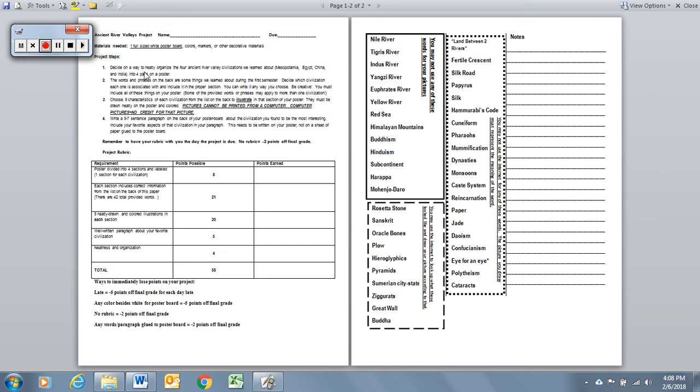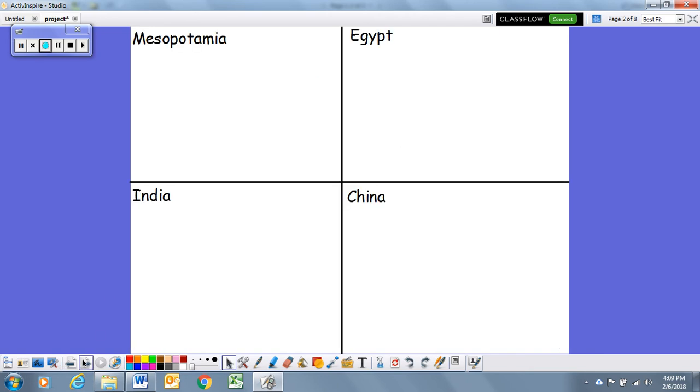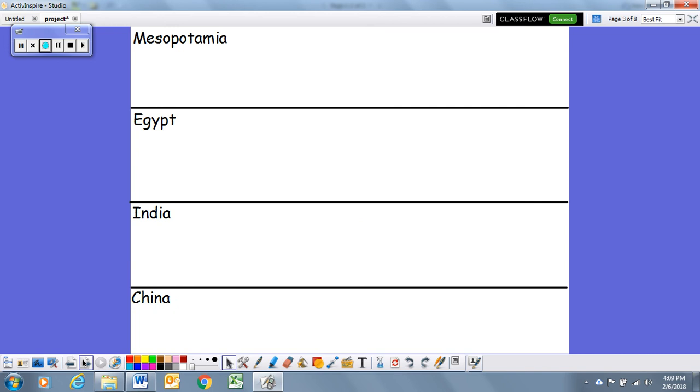So number 1, decide on a way to neatly organize the 4 ancient river valley civilizations we learned about: Mesopotamia, Egypt, China, and India, into 4 parts on a poster. So you could arrange it like this, or like this, or like this. Either way works, as long as it is divided into 4 equal sections. You will be good.